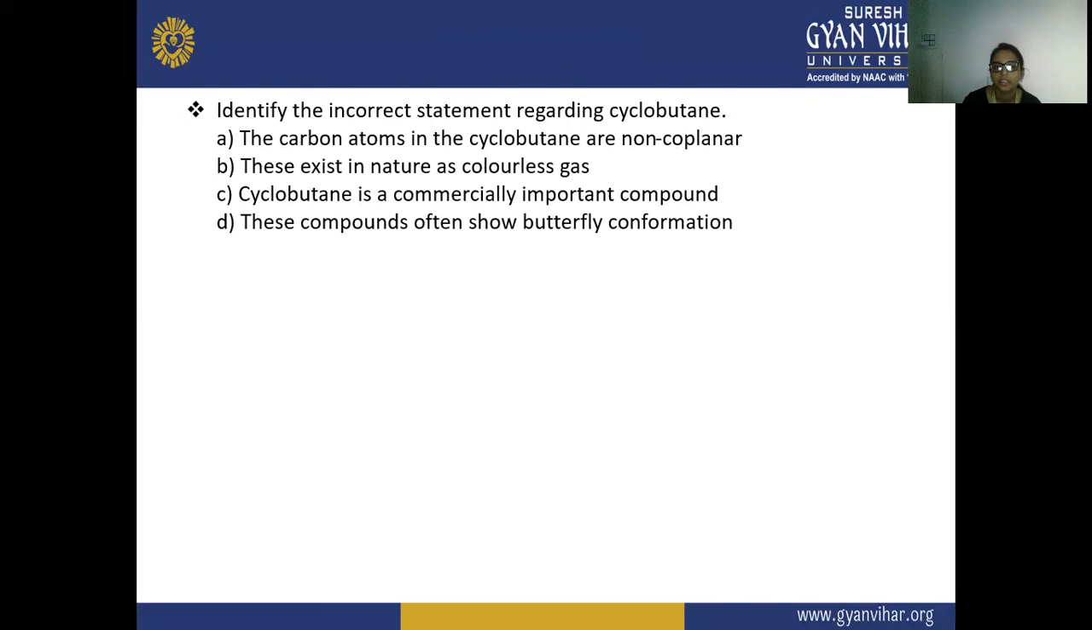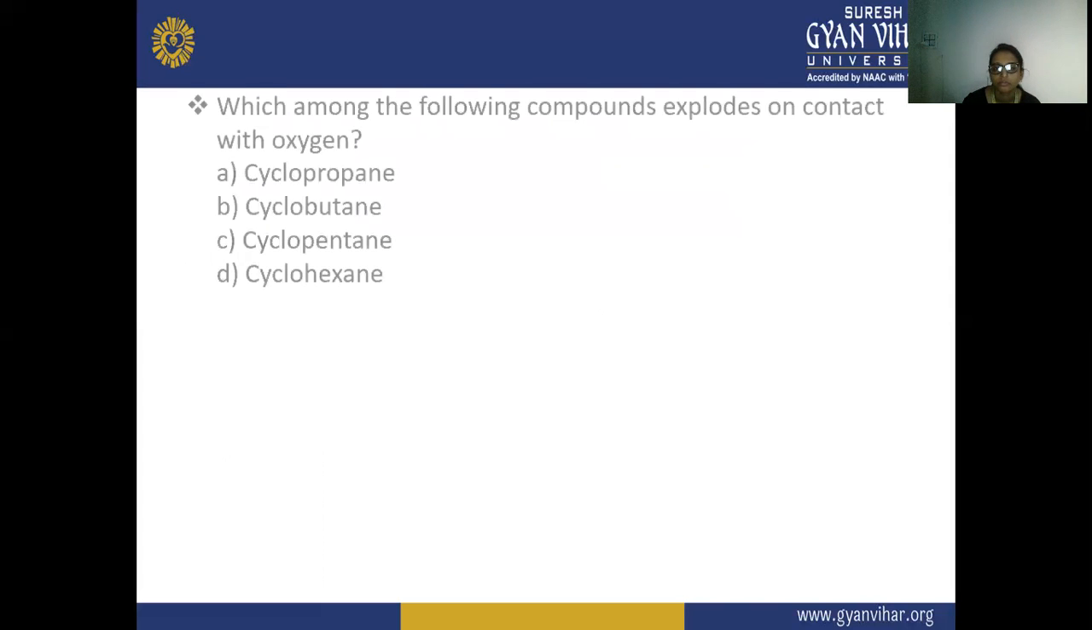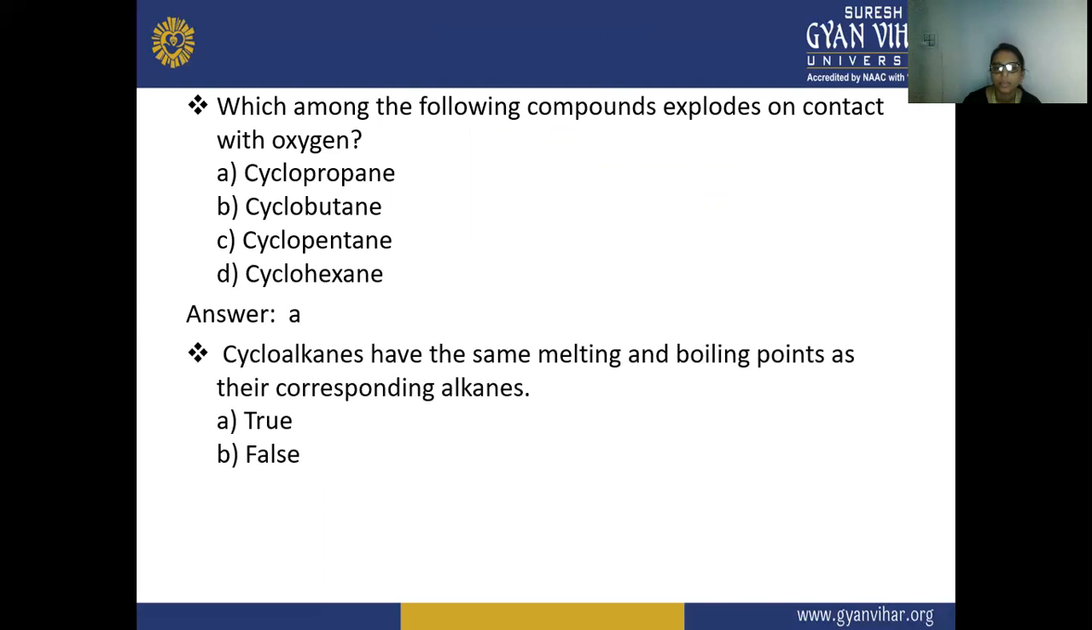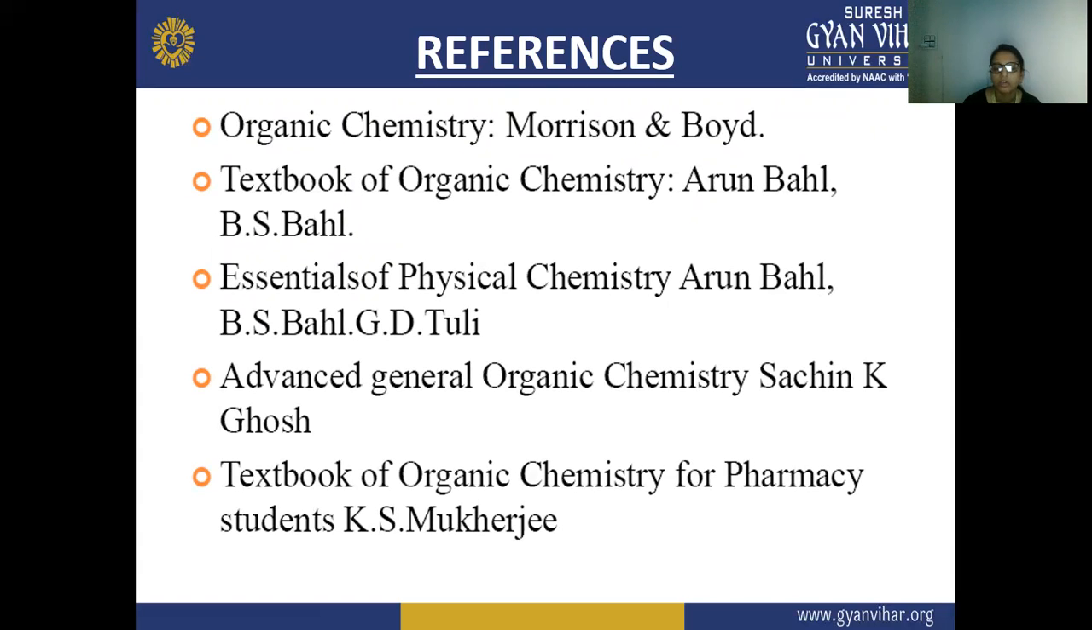Next, identify the incorrect statement regarding cyclobutane. Cyclobutane is a commercially important compound. Identify the compound with the highest ring strain, that is cyclopropane. Which among the following compounds explodes on contact with oxygen? That is cyclopropane. Do cycloalkanes have the same melting and boiling points as their corresponding alkanes? No, false. These are the references from where you can study this topic, cycloalkane theories. And thank you so much for today's lecture.